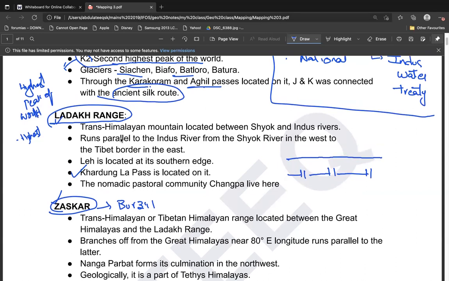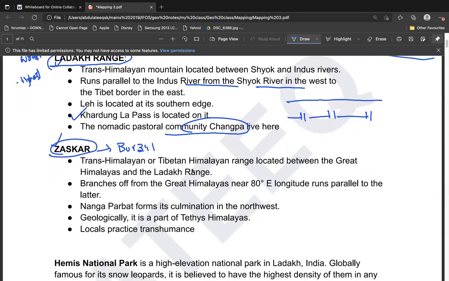Okay, see here, this runs parallel to the Indus River from the Shyok River in the west, and to the Tibet border in the east. That's it. This much is enough. And you can also know that the pastoral community Changpa live here. Okay, you guys are not studying for the optional, only know this much that is there in the NCERT.